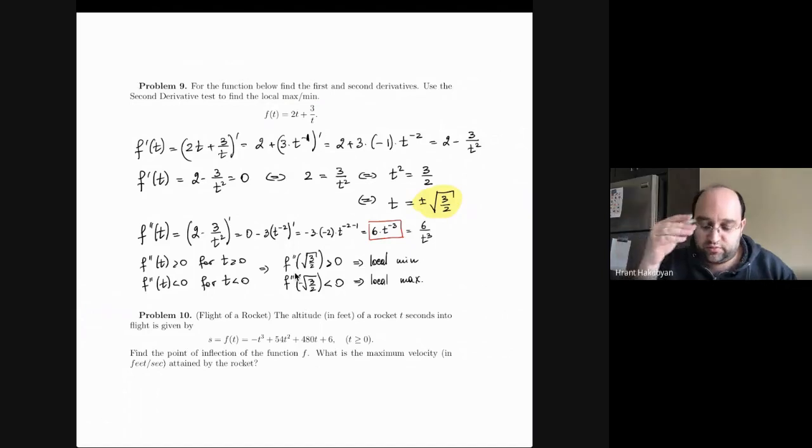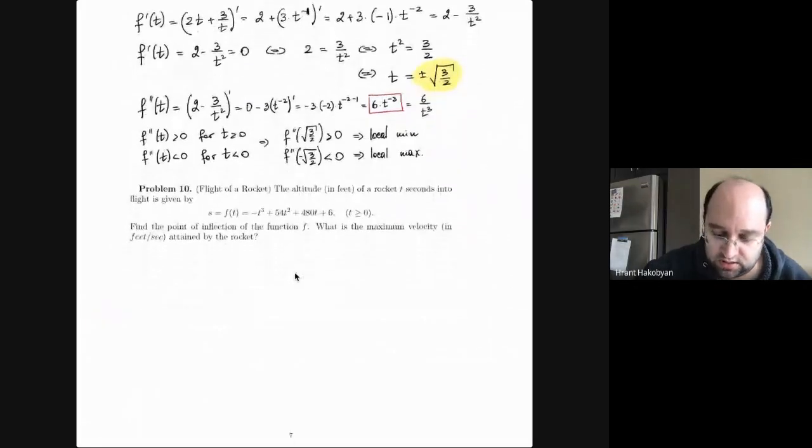So that would give you a pair of points. This would be x, and then f of that x would be your y. Similarly for the minimum. I just found the x's, okay?